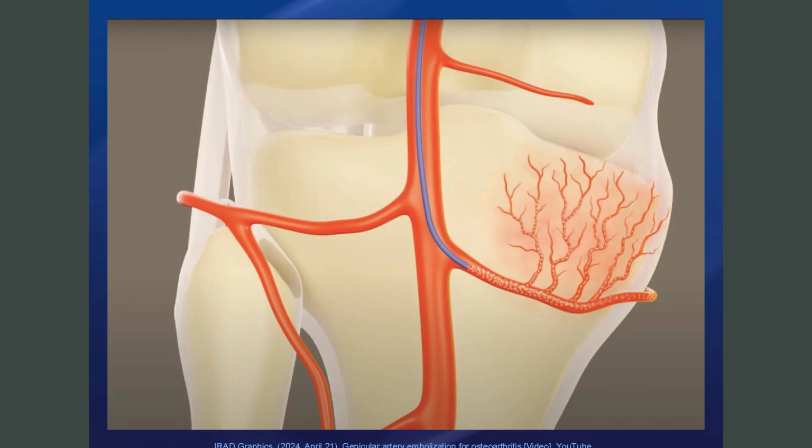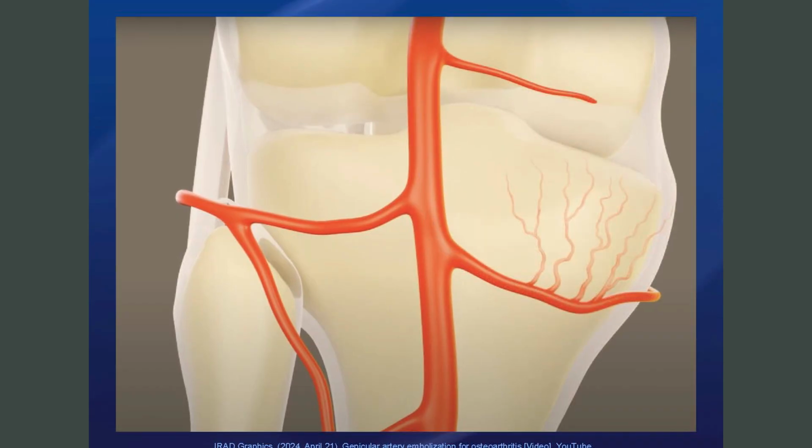With genicular artery embolization, we target these abnormal blood vessels specifically in the knee, and embolize them or shut them down.